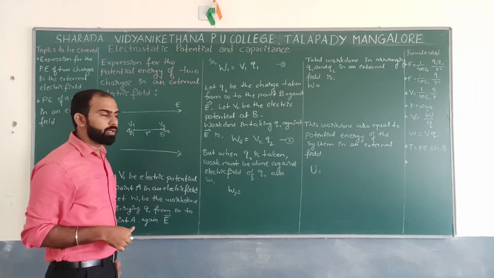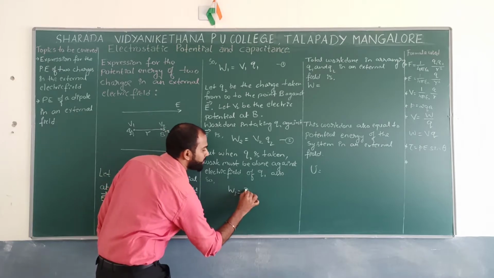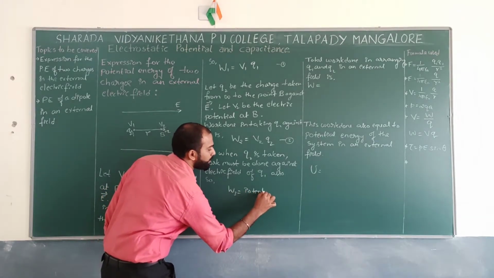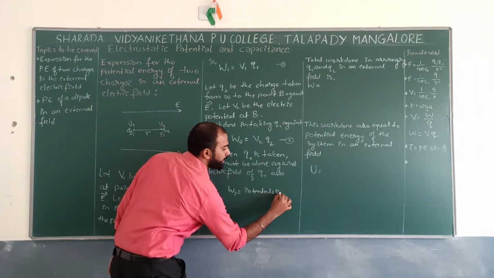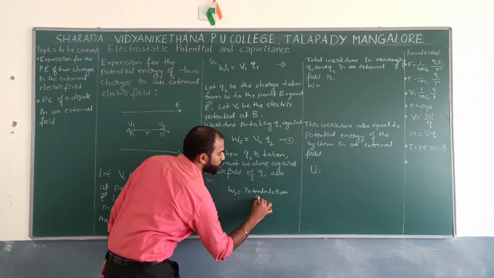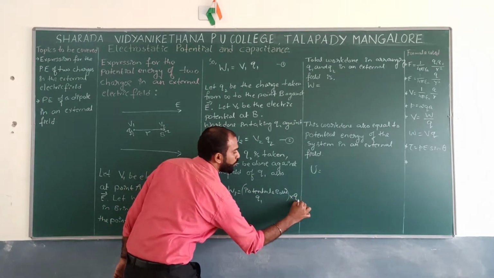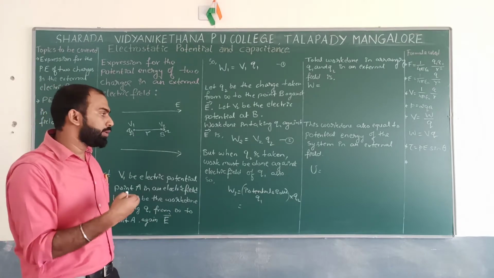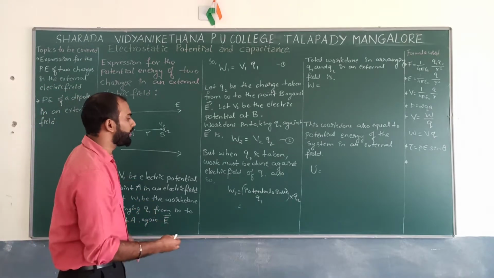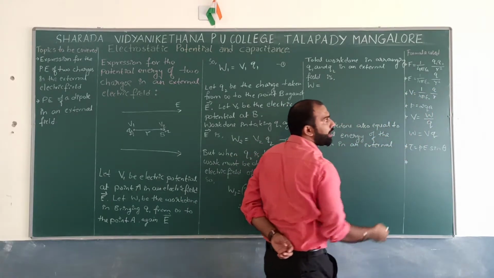So what is the basic formula I can expect? That is the potential at B due to Q1 into Q2. So what are we supposed to write? Potential at point B due to which charge? Q1. So can I write the formula we have, 1 by 4 pi epsilon naught Q by R.